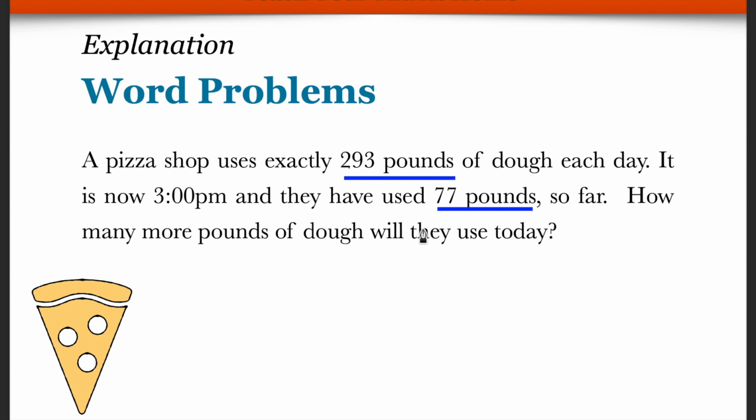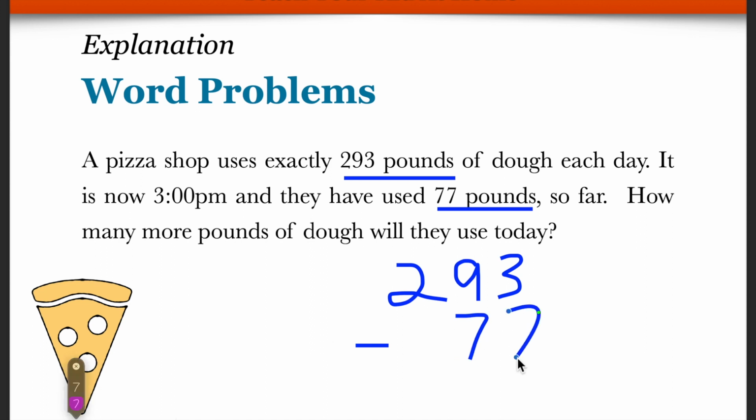So you've got to think about, how do I figure this out? They use exactly 293, and they've used 77 pounds so far. So this is a subtraction problem. What you really want to find is the difference between what they've already used and what they had to start out with. In order to do that, that's subtraction. They have 293, that's what they started out with. Let me write my 293 up here. We want to find the difference, which makes you think about subtraction, between 293 and the 77 that they've already used.